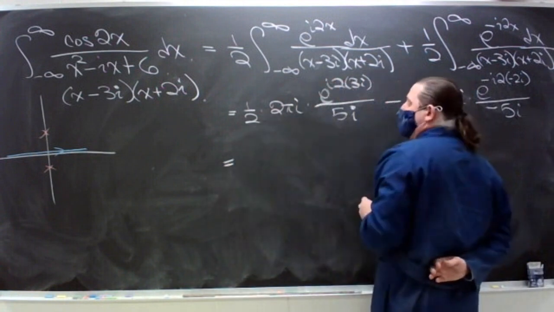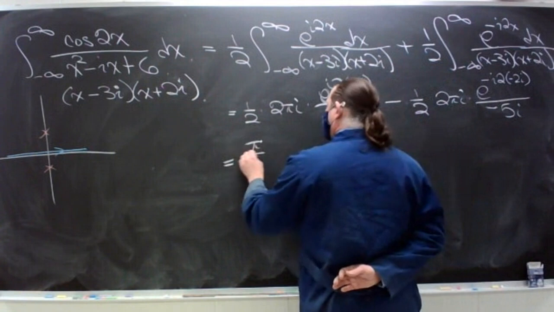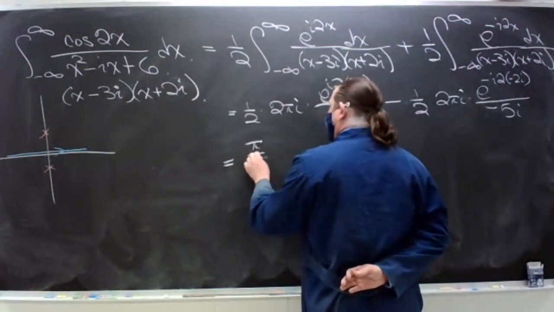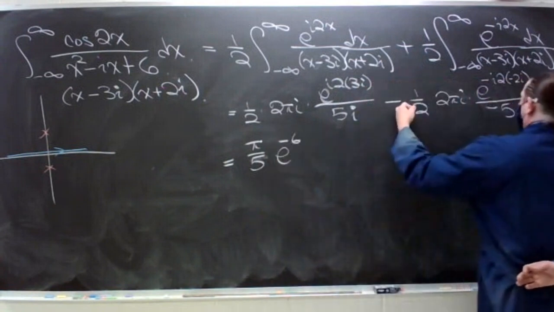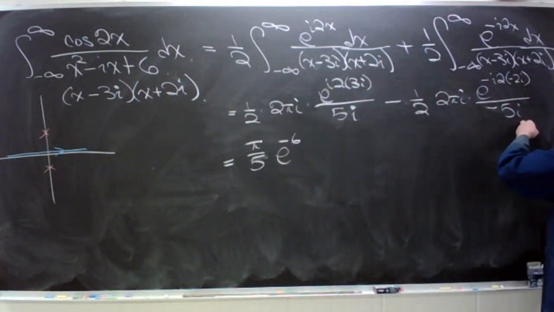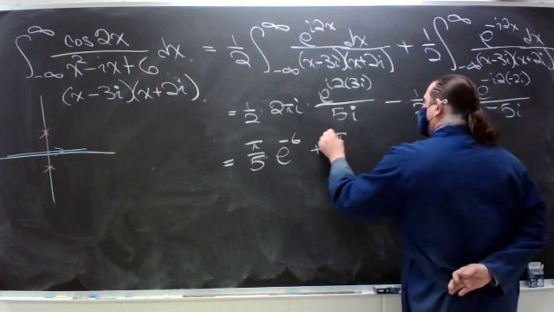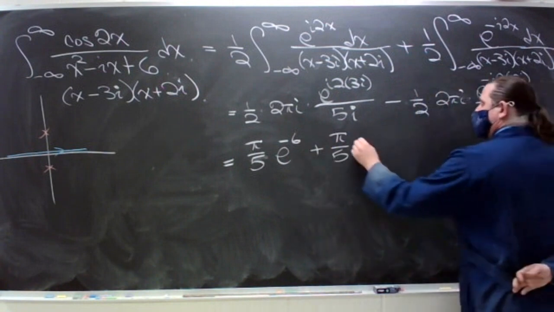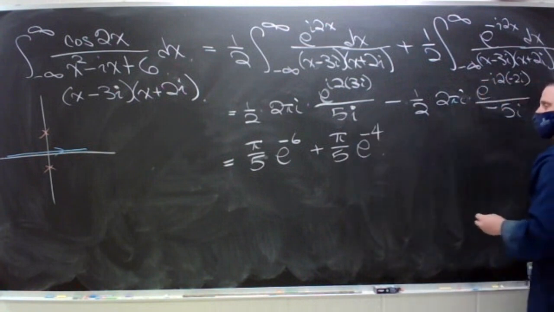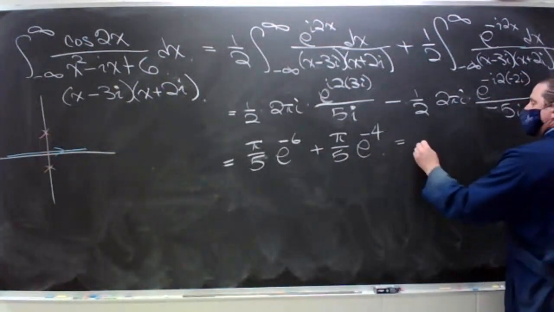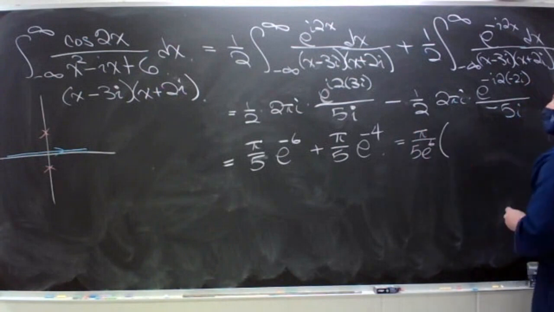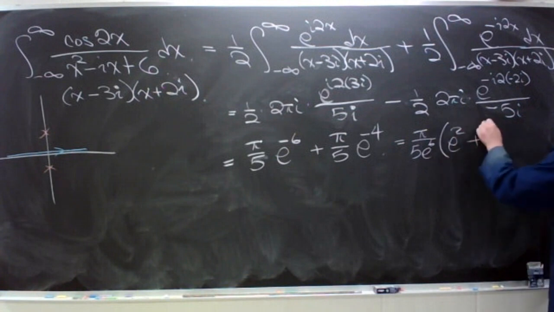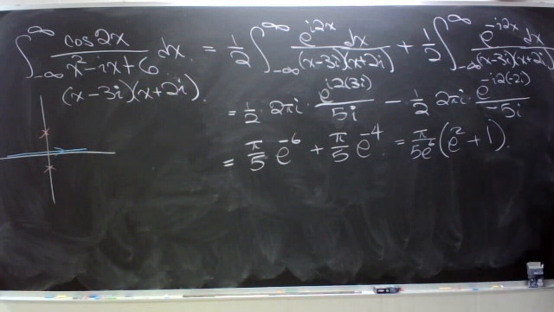So the i cancels. I'll get pi over 5, and then e to the minus 6. Minus and minus cancel. i cancels, 2 cancels. Plus pi over 5, e to the minus 4. And so if I wanted to, I could write this as pi divided by 5e to the 6th times e squared plus 1. All right?